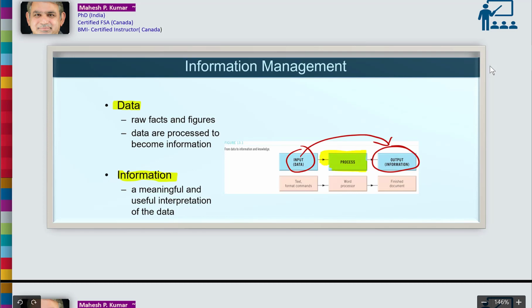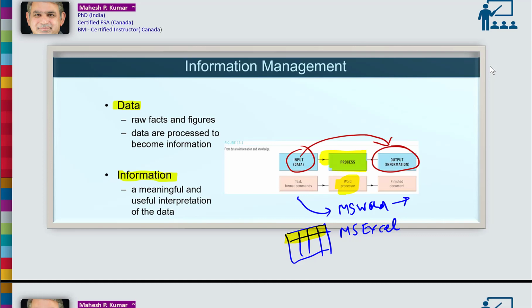That processing can happen through a word processor like MS Word, right, where you first of all type something and then format and create a finished document. Or this processing can happen through software like Microsoft Excel, where you create a table, enter the information in the table, and then you process the information through various commands, and then you create the output or the processed information. So these are some of the technologies in which you can do the processing. These technologies are software like MS Word or MS Excel.